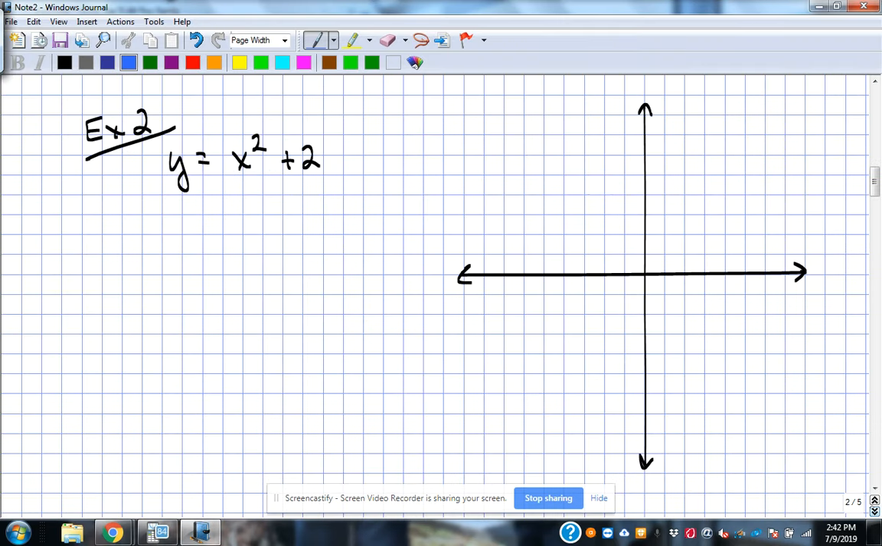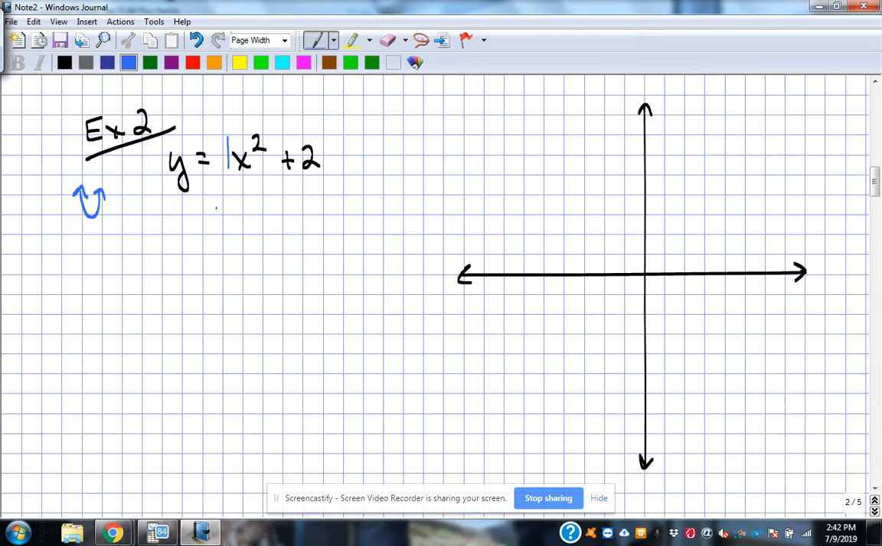The next example, y equals x squared plus 2. If we remember from Math 100, we know it's an x squared, so we know it's going to be a parabola. It opens up because there's a +1 in front of x squared. And then if we remember transformation rules, we know that it just shifts it up 2 units.